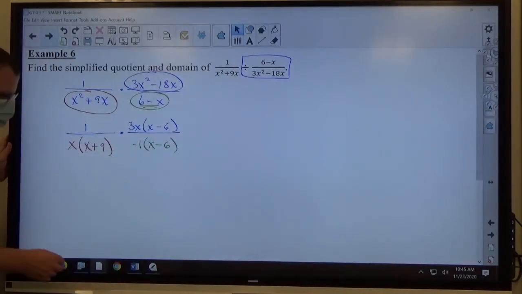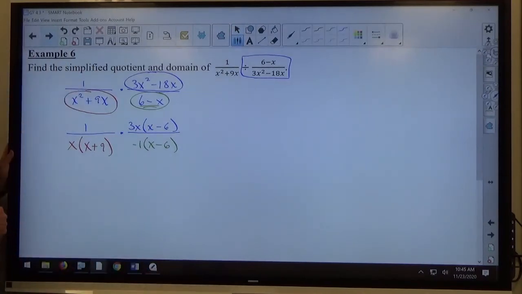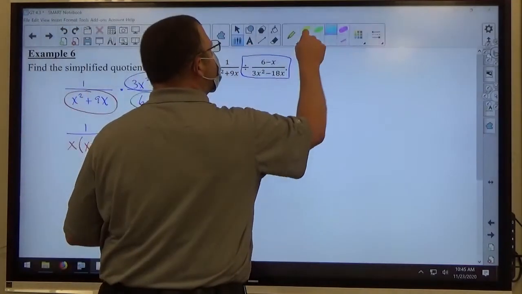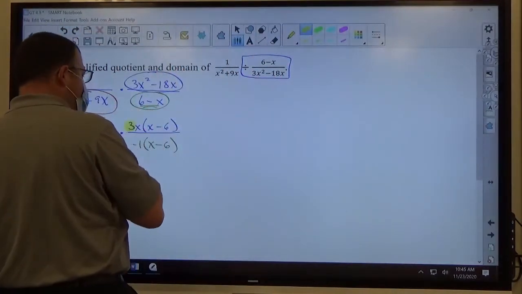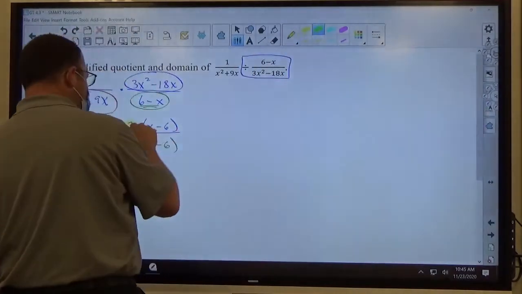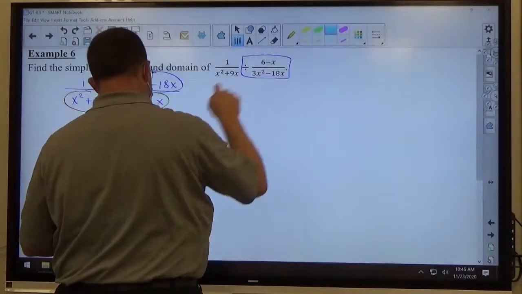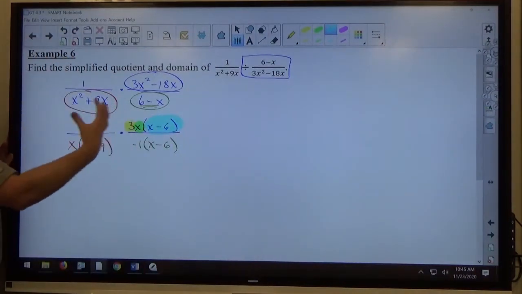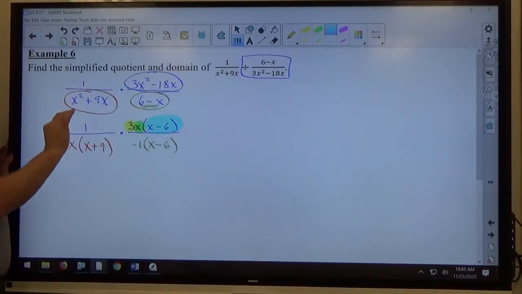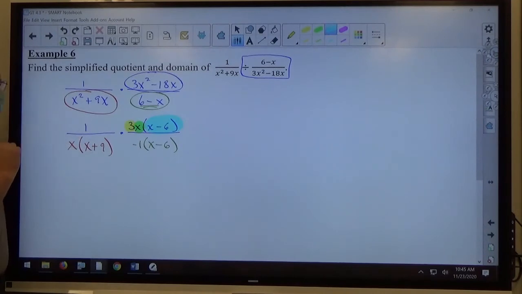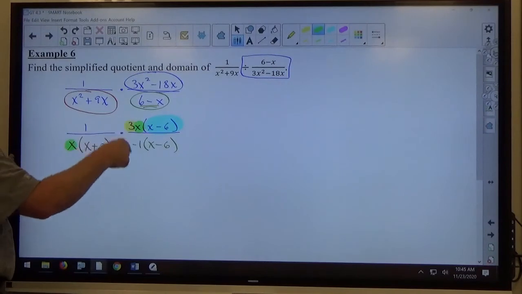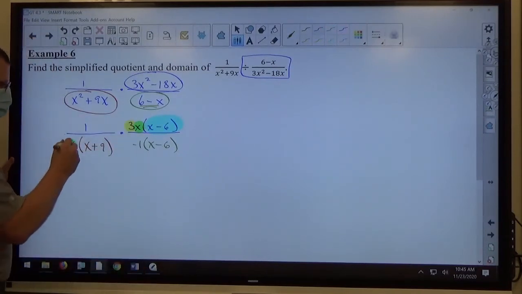Now, looking at canceling, we're looking for common factors. Everything being multiplied is a factor, and sometimes people get a little hung up on this. Let me just point this out. 3 all by itself is a factor. It's being multiplied by x, all by itself a factor. It's being multiplied by x minus 6, a factor. Okay, so even though we took 3x out together, the 3 all by itself is a factor, the x all by itself is a factor. So when I see on the bottom here that there's an x here to go with the x there, those x's are exactly the same, they cancel.